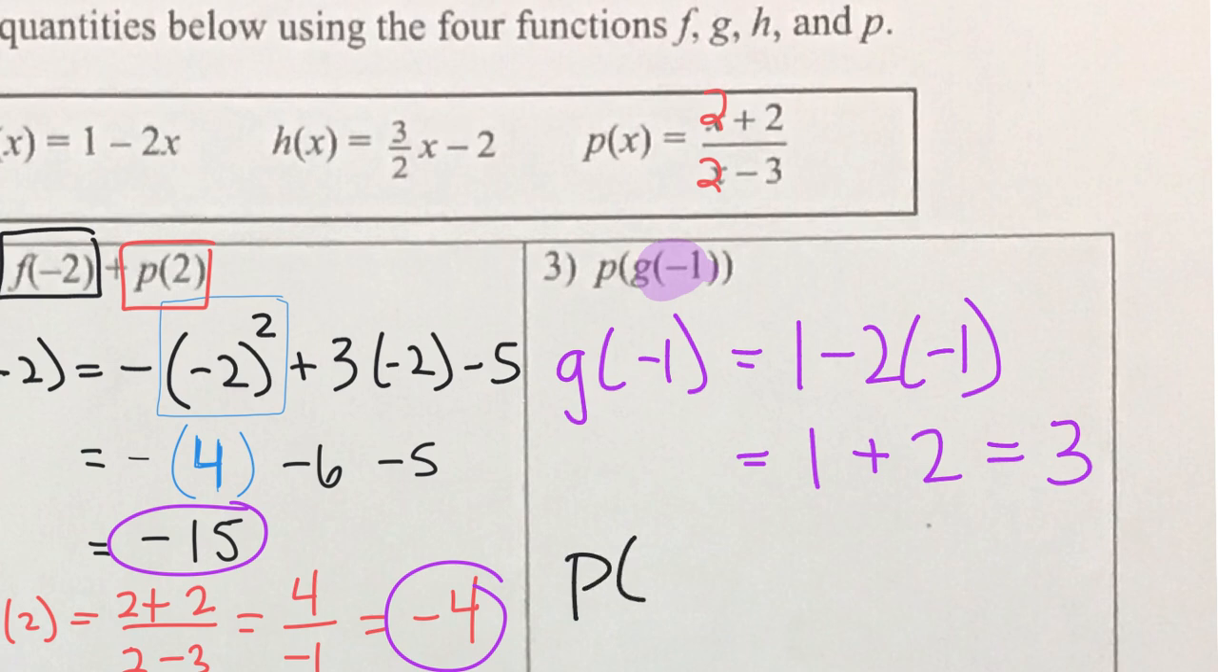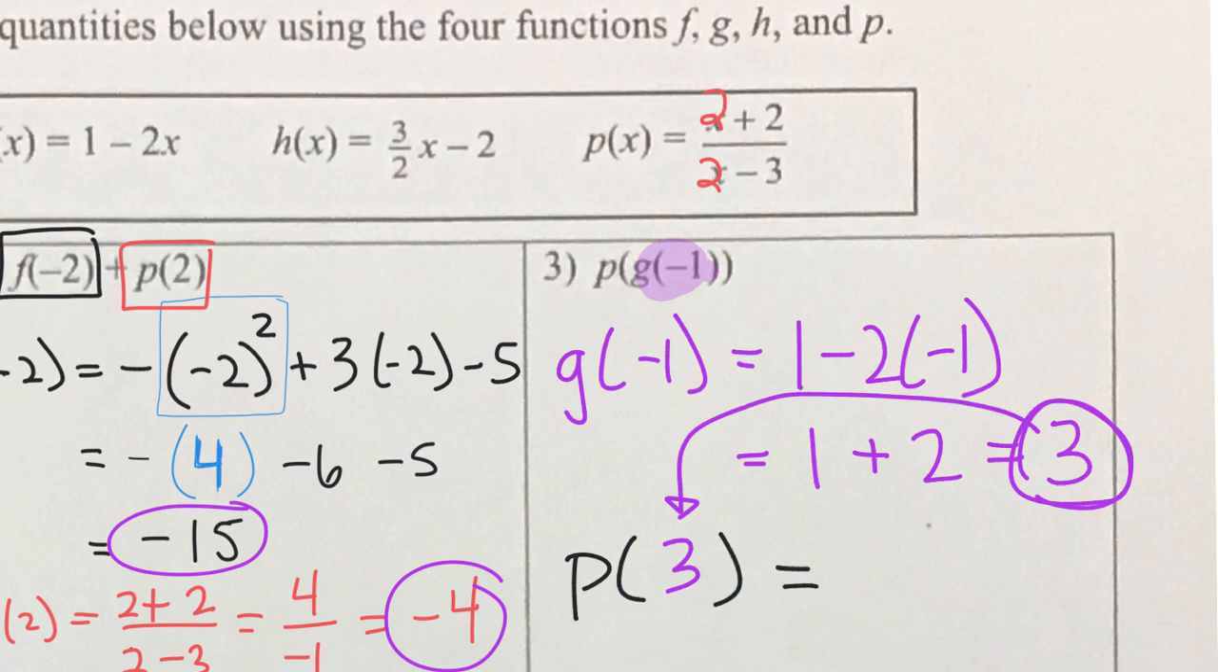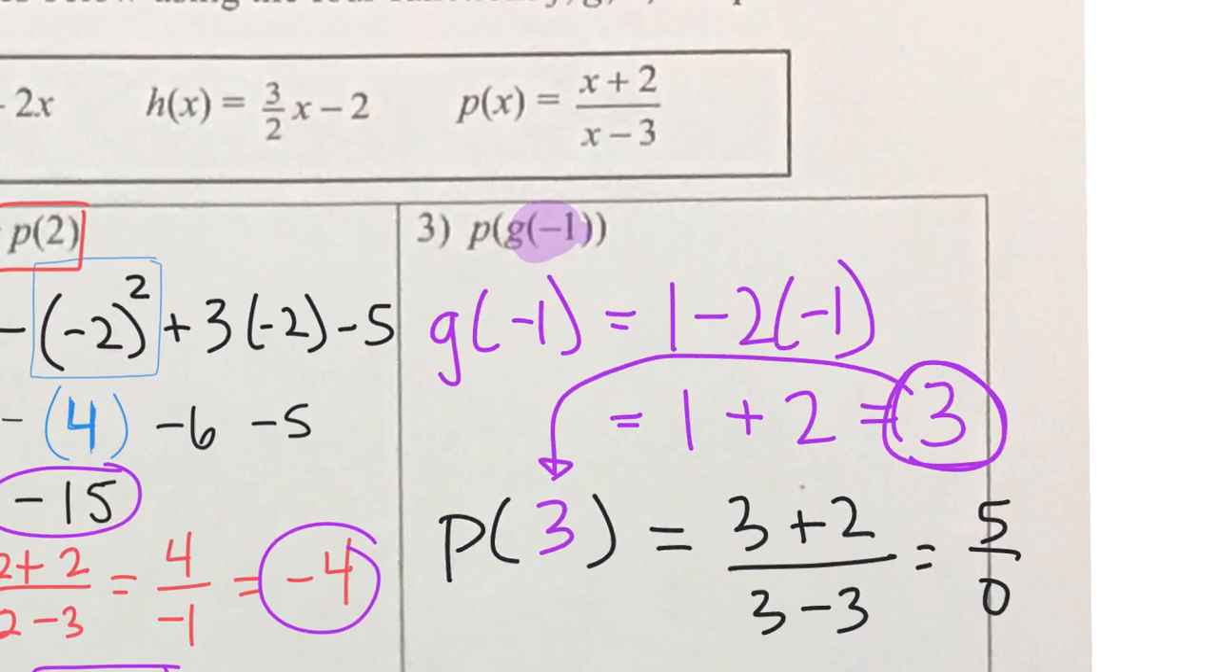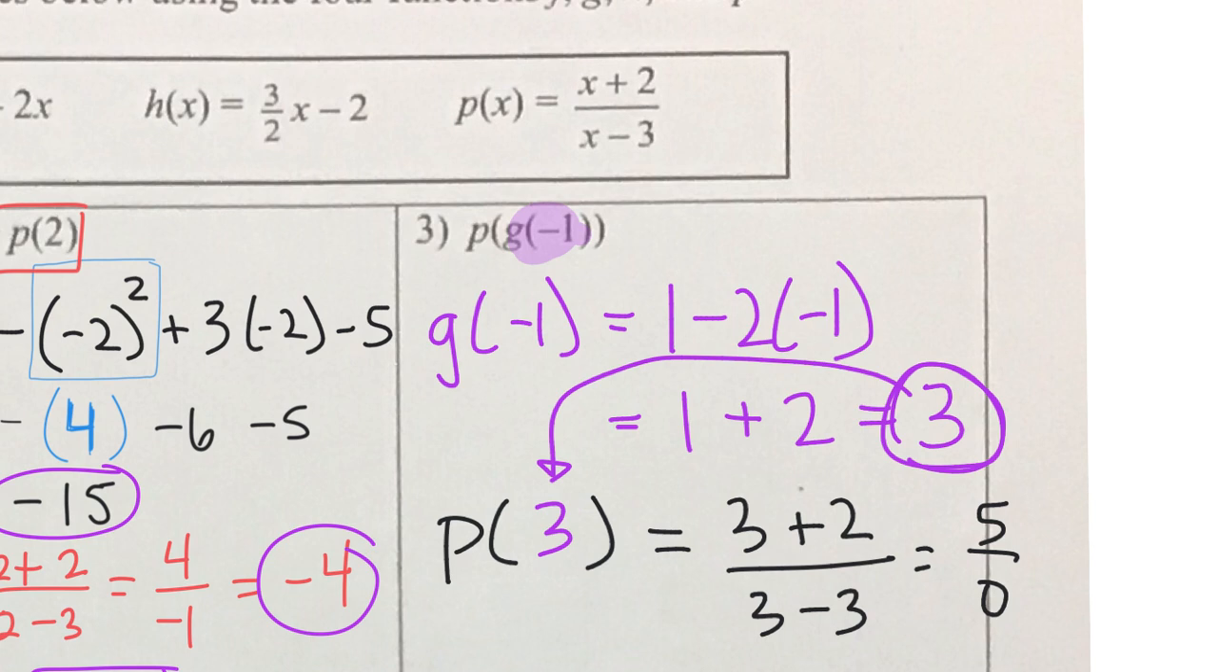So now our next thing is to find p of 3, right? Whatever that y value is from g of -1, we're going to use that to evaluate your p function. So p says, well, 3 plus 2 over 3 minus 3, which is 5 over 0. What do we get when we get 5 over 0? No, we don't get 0. We get undefined. So we can write here that this is undefined, right? It's not equal to undefined, but it is actually undefined.